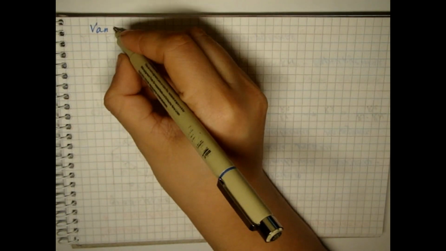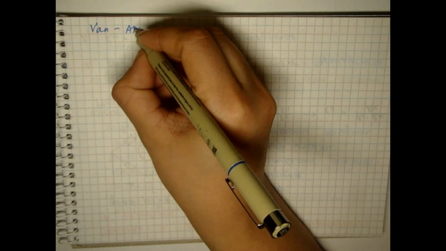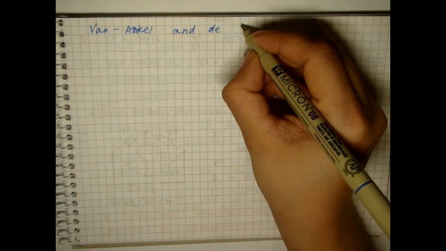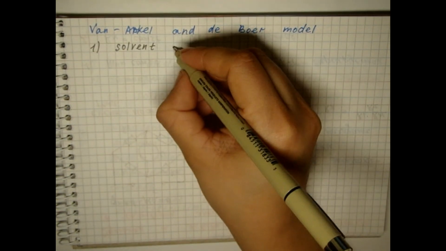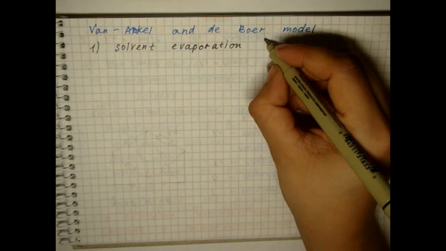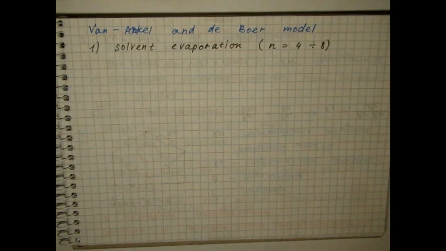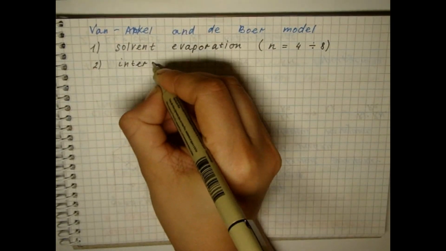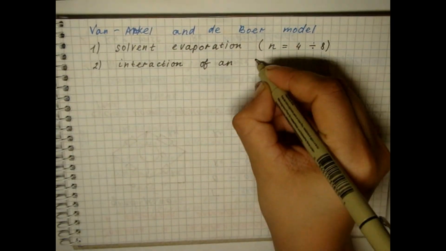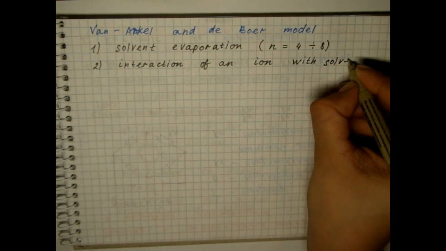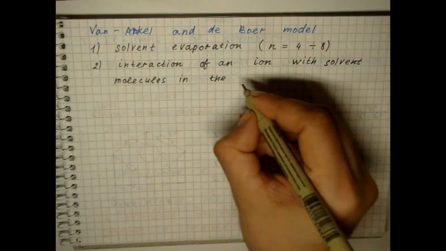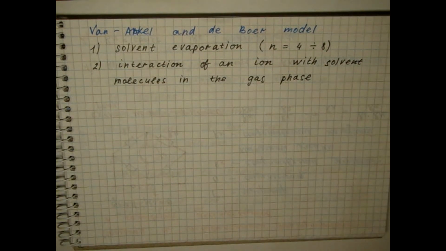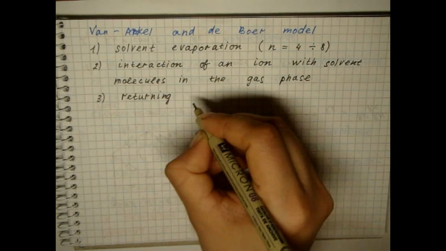In the Van Arkel and de Boer model, the following imaginary cycle was used to calculate the solvation energy. Evaporation of solvent molecules necessary for the formation of the primary solvate shell. Interaction of an ion in the gas phase with solvent molecules, which leads to the formation of a charged sphere. Returning the formed sphere to the solvent according to the Born model.